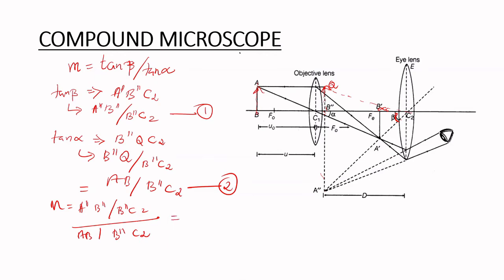So when you divide, B double dash C2 gets cancelled and we get A double dash B double dash divided by AB. A double dash B double dash is the height of the image, and AB is the height of the object. So we got HI by HO as the magnification equation. Now this equation we call equation number 3, and in the third equation we multiply and divide by A dash B dash.